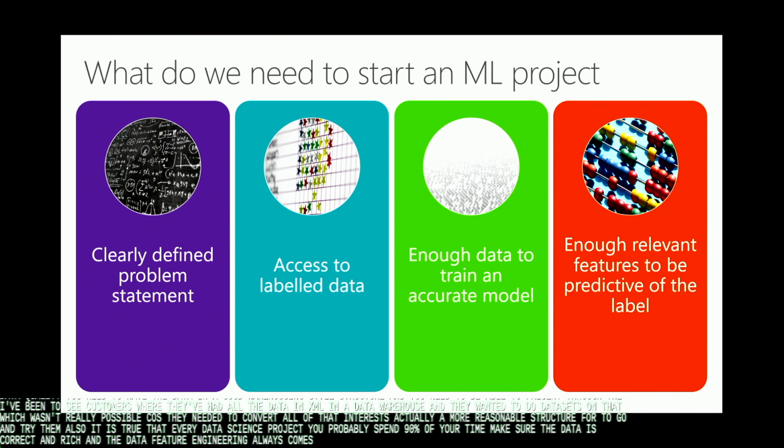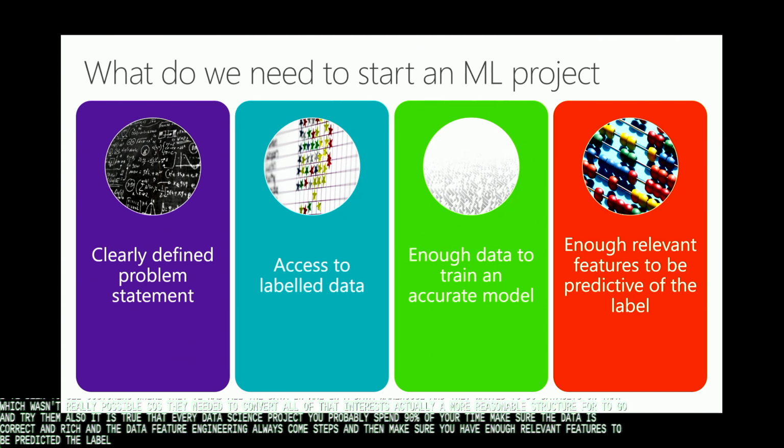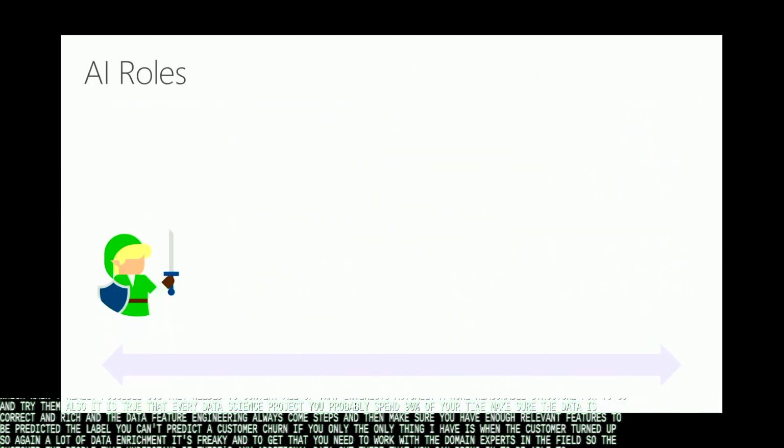And then making sure you have enough relevant features to be predictive of the label is pretty key. You can't predict a customer churn if the only thing you have is when the customer turned up. So again, a lot of data enrichment is pretty key. And to get that, you need to work with the domain experts in the field. So the customer, the people that understand if there's any additional data out there that you can bring in to be able to train your model better.